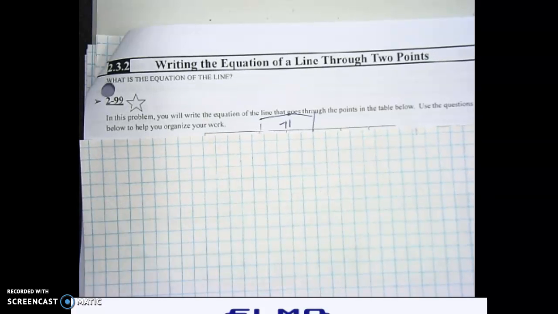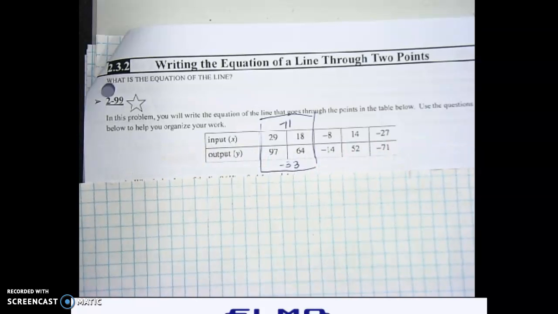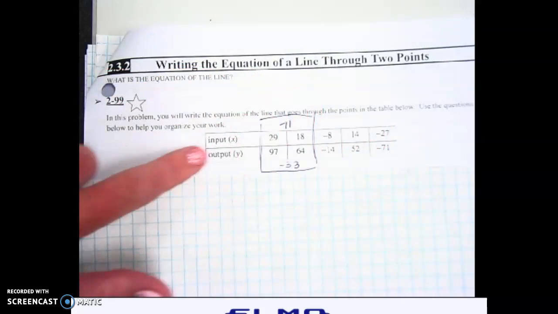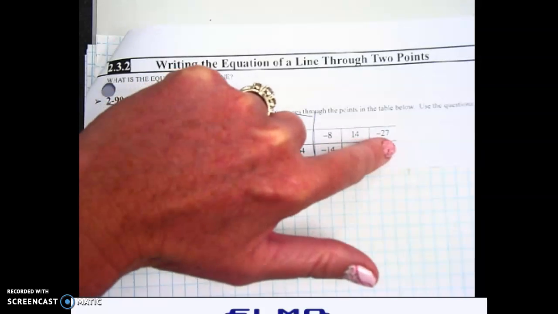It says in this problem, you will write the equation of the line that goes through the points in the table below. Use the questions below to help you organize your work. Then it gives us this table, okay? The top row is your inputs, your x's. The bottom row is your outputs, your y's.